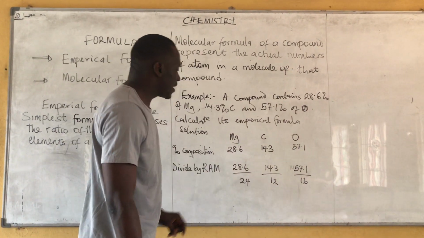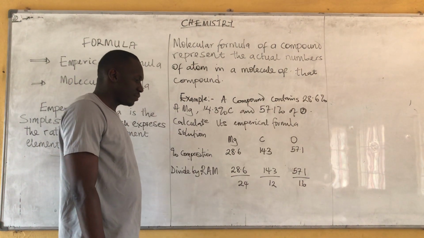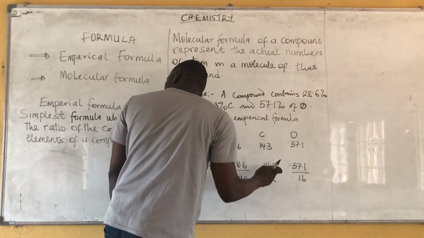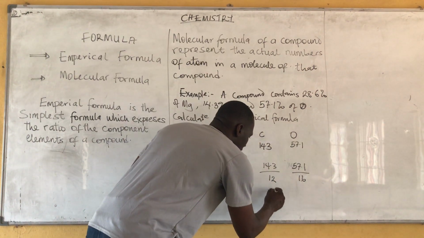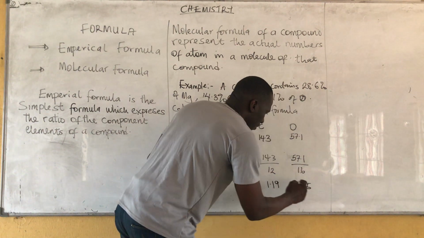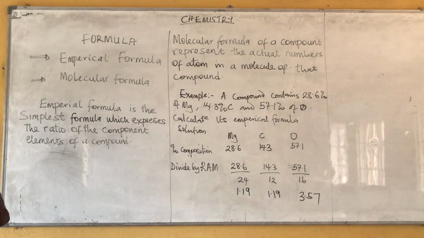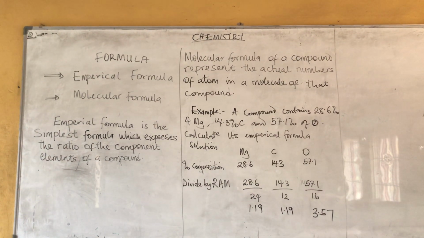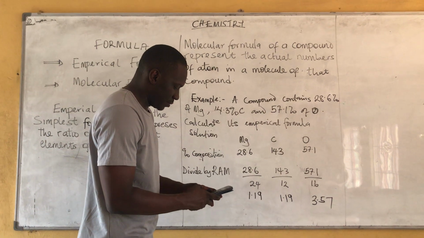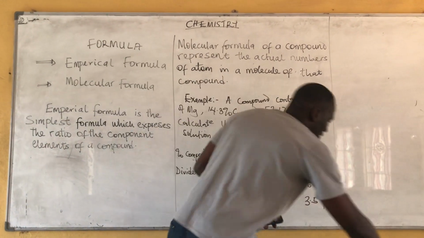So what do we do now? Divide across. I believe you are also pressing your calculator as I'm doing mine. 28.6 divided by 24 gives us 1.19. 14.3 divided by 12 gives us 1.19. And 57.1 divided by 16 gives us 3.57. Let's do our confirmation again: 57.1 divided by 16 gives us 3.57.